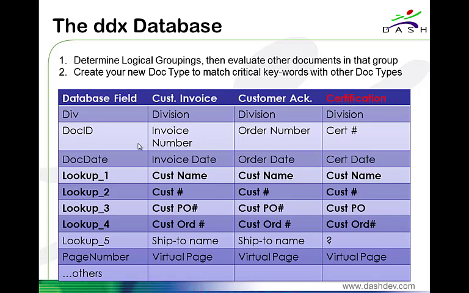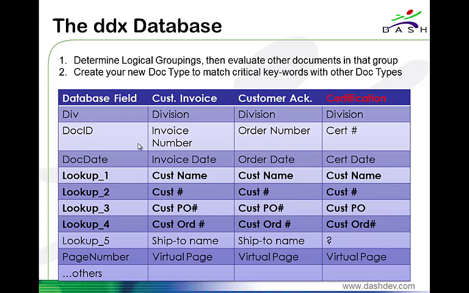And we can see, maybe I want to add a new document type called a certification over at the right. If I've already got a couple customer-focused documents like the invoice and acknowledgement in my system, it's in my best interest to try and use the patterns already established there when I'm creating this new document type for certification.